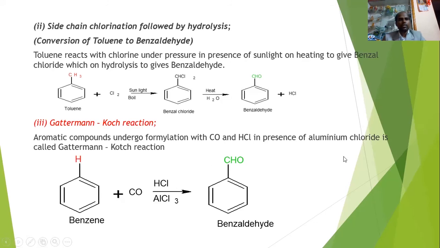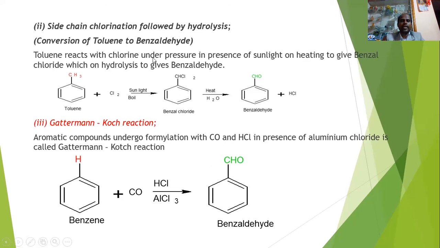Then one more method is side chain chlorination followed by hydrolysis. This is the side chain. This can be chlorinated. The obtained one is CHCl2, and this is converted into CHO just by heating with water. So that means this is also a conversion of toluene to benzaldehyde.